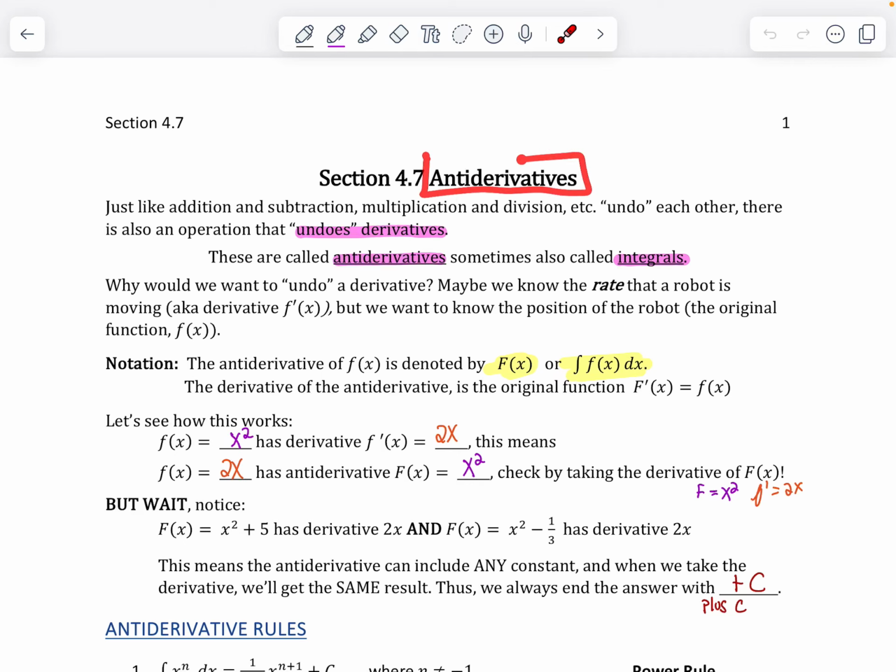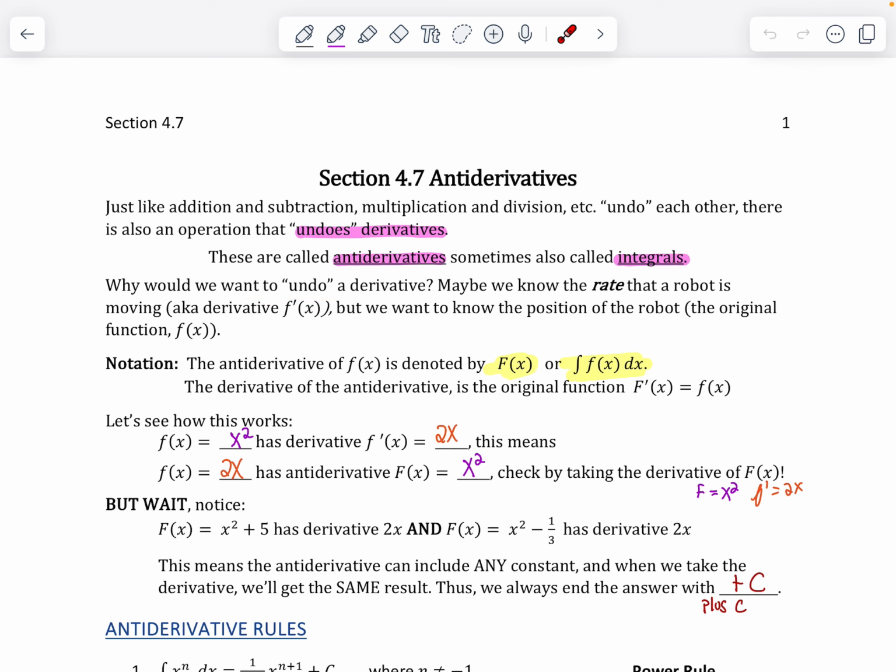Section 4.7, the last section of chapter 4, is on antiderivatives. If you think about addition and subtraction, multiplication and division, they undo each other, right? Subtraction undoes addition. Division undoes multiplication. Well, it turns out there is an operator that undoes derivatives, and this is referred to as antiderivatives and also referred to as integrals.